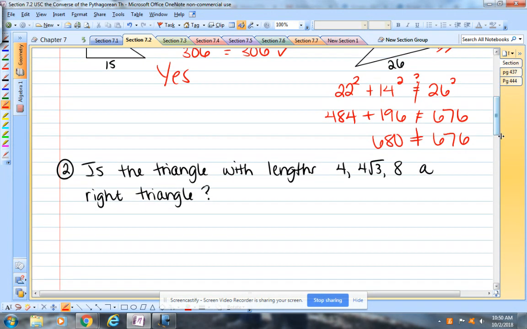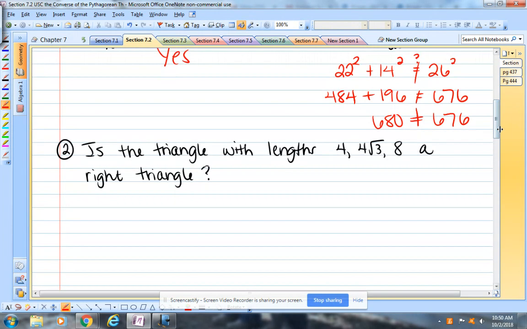This one time they didn't draw me the picture. They just gave me the lengths and asked, is this a right triangle? First of all, I got to know which side is the longest. What's the longest one? Is 8 longer than 4 radical 3? Yeah, you can type 4 times the square root of 3 in your calculator, and you get like 5 something, I think, right? So you would test out 4 squared plus parentheses 4 radical 3 squared equals 8 squared.